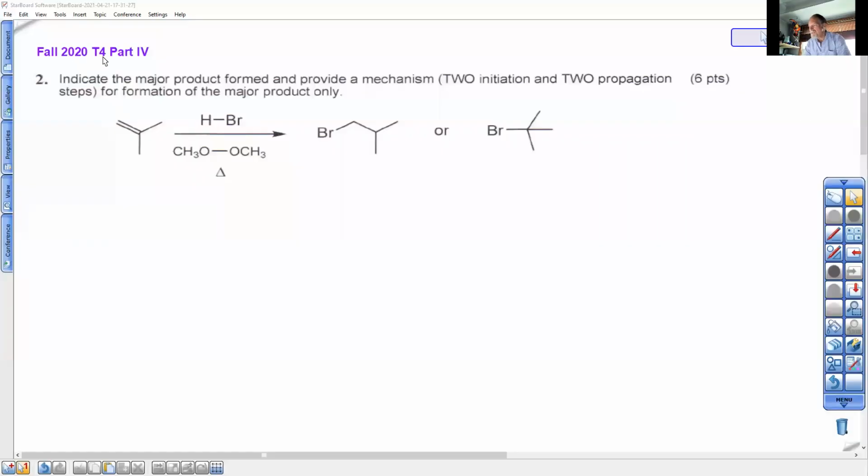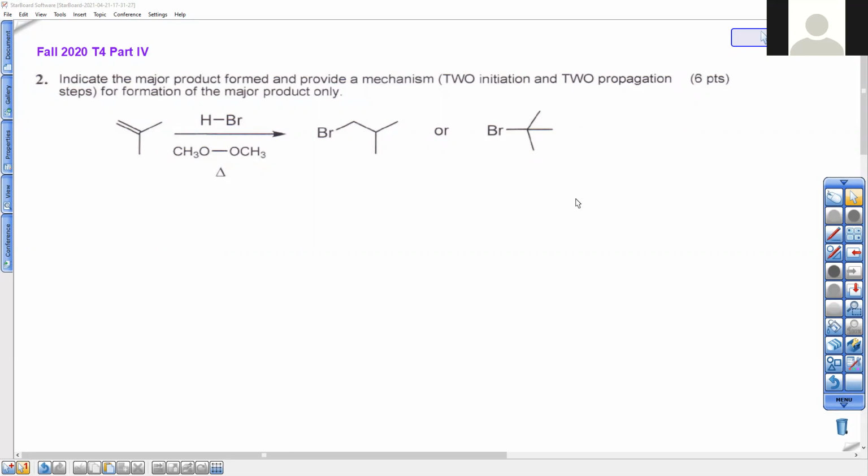We're going to look at Fall 2020, Test 4, Part 4. We're going to do a mechanism that involves 2 initiation and 2 propagation steps for the addition of HBr. In this molecule, the Br went on the left carbon of the alkene and the H went on the right carbon. In this molecule, the Br went on the right carbon and the H went on the left carbon.